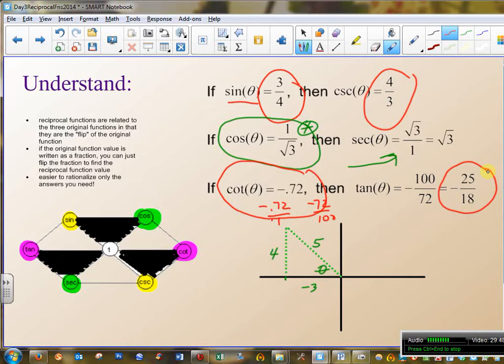There's one other thing going on here. Maybe it's not obvious, but when you take the reciprocal of a positive number, you get a positive answer. When you take the reciprocal of a negative number, you get a negative answer. So if you have a negative sine function, you should have a negative cosecant function. If you have a positive cosine function, then you should have a positive secant function. Function values is what I'm speaking of here.